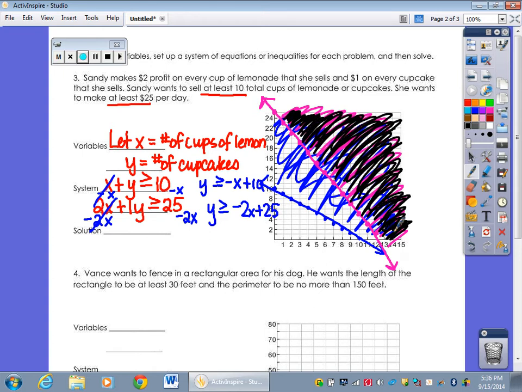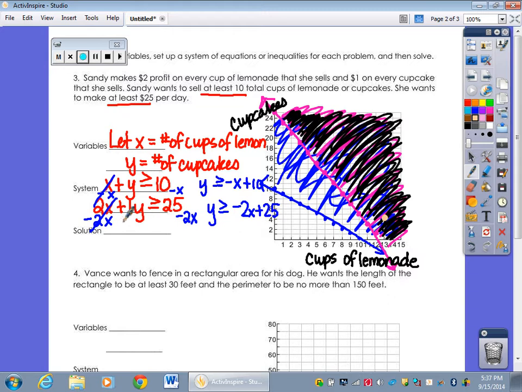So when it asks for how many cupcakes and how many cups of lemonade, this was cups of lemonade, because that's what we made X stand for. And the Y was cupcakes. So when we go to find an ordered pair that's in the solution set, let's just go to something easy that's down here. So let's go 13, 4, which is right there. That's in the solution set.